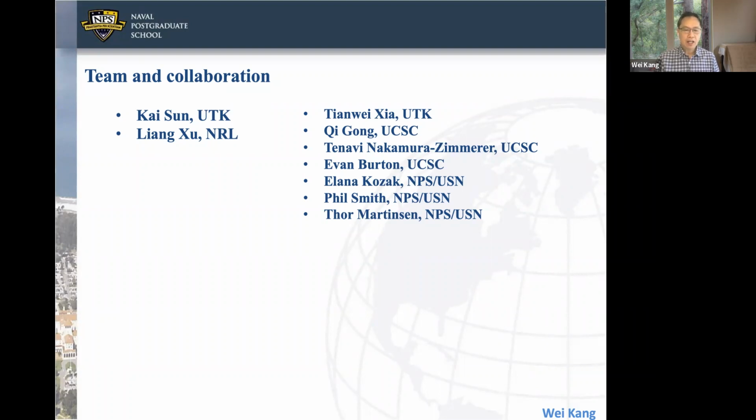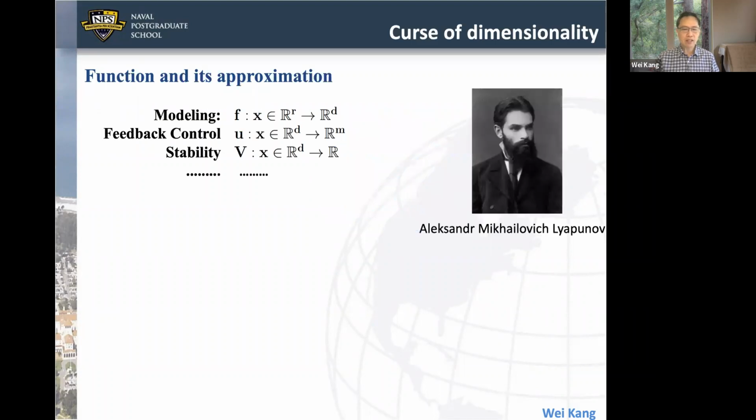Anyway, these days I like to start from the curse of dimensionality. In every talk I give, I spend a couple of minutes on the curse of dimensionality before I go to the subject, because for many years my work has been related to this topic. So, the curse of dimensionality. Let's talk about function approximation. By the way, this is a picture of Lyapunov. We're going to talk about Lyapunov functions today, so I found a picture of him online.